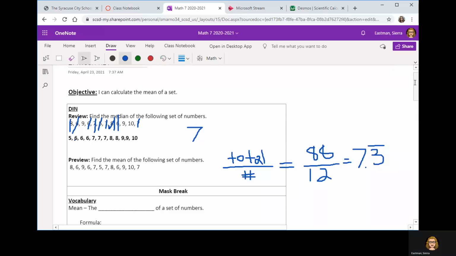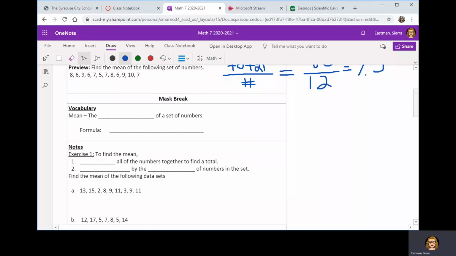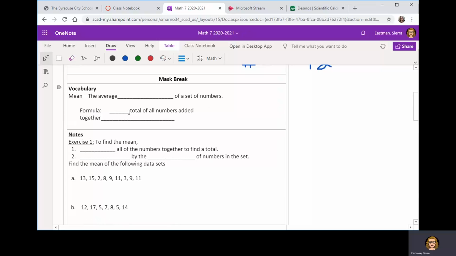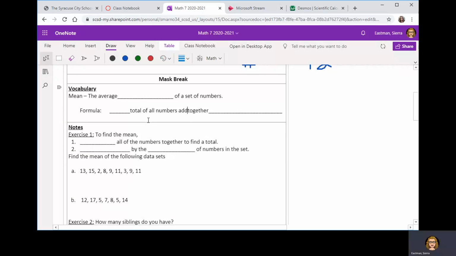Okay, so another word for mean is actually average. Okay, so the mean is an average of a set of numbers. Okay, and it's when you take the total. So on my formula here, I can put total on top. All numbers added together. Get rid of this.